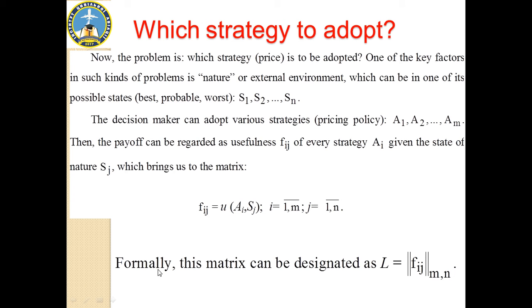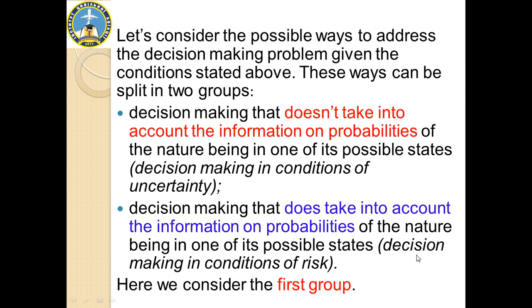So, let's consider the possible ways to address the decision-making problem given the conditions stated above. These ways can be split into 2 big groups. Decision-making that doesn't take into account the information on probabilities of the state of the nature being in one of its possible states. So, decision-making in conditions of uncertainty.